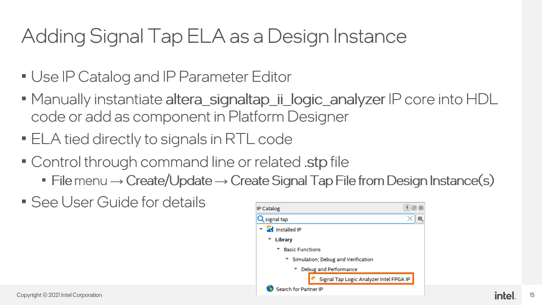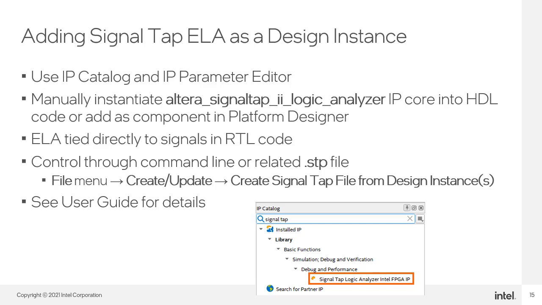The other way to add the logic analyzer is to create it as an IP instance using the IP catalog and IP parameter editor. The SignalTap IP core is called Altera SignalTap 2 Logic Analyzer and is found in the Basic Functions category of the IP catalog under Debug and Performance. The IP parameter editor for the logic analyzer allows you to adjust all the basic parameters needed to create a single SignalTap instance. The resulting output from the parameter editor then needs to be either instantiated in the design with the signals to tap specified in the port mapping or added as a component in a platform designer system design.